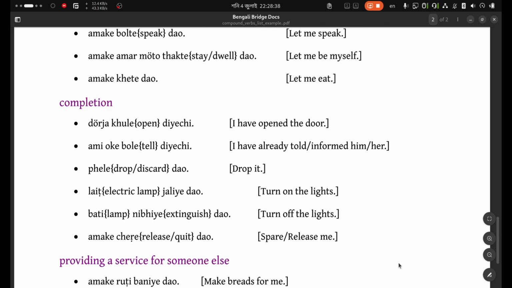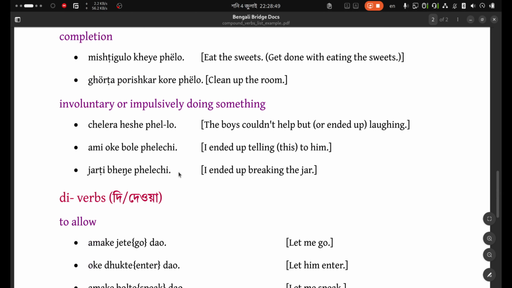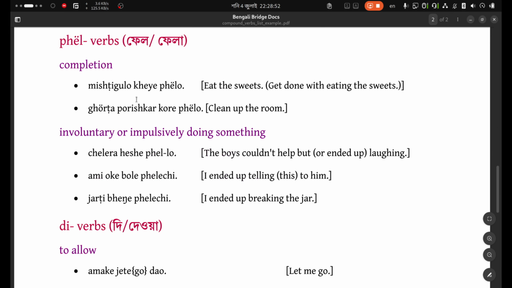That's actually a very good question and a very deep one, and the answer can vary. For fela, the meaning will be something constant. মিষ্টিগুলো খেয়ে ফেলো, complete the job. ঘর পরিষ্কার করে ফেলো, complete the job. It's clear that you are meaning completion and nothing else.